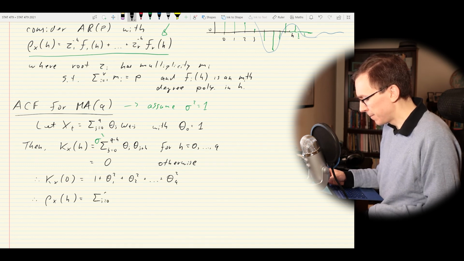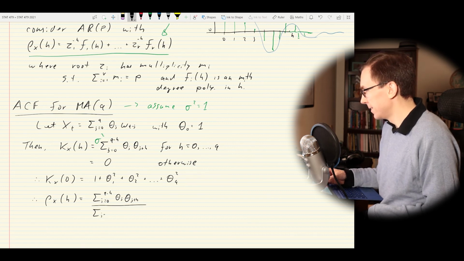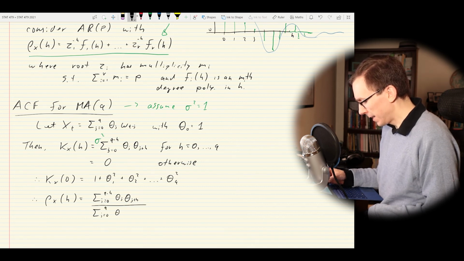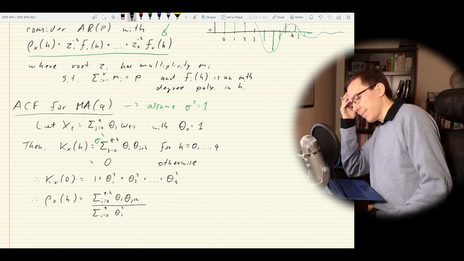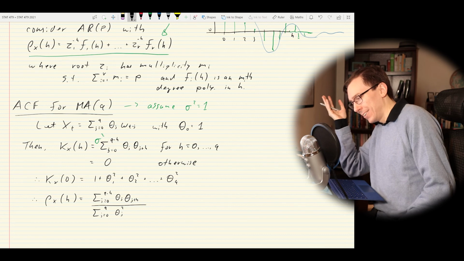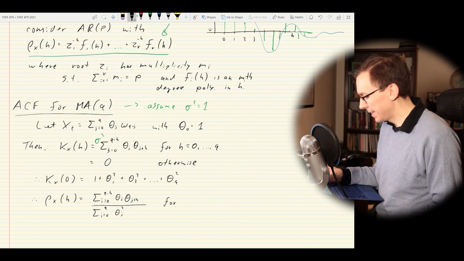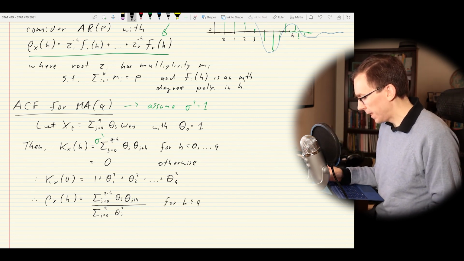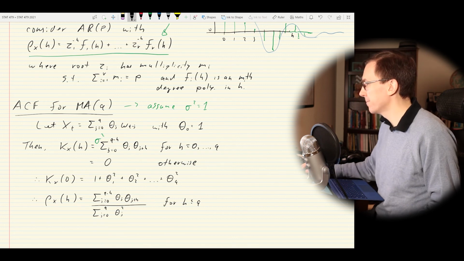It's going to be the sum j from 0 to q minus h of theta j plus h, divided by the sum j from 0 to q of theta j squared. Okay, so that's just writing it down like we would have done way back. This is for h less than or equal to q.